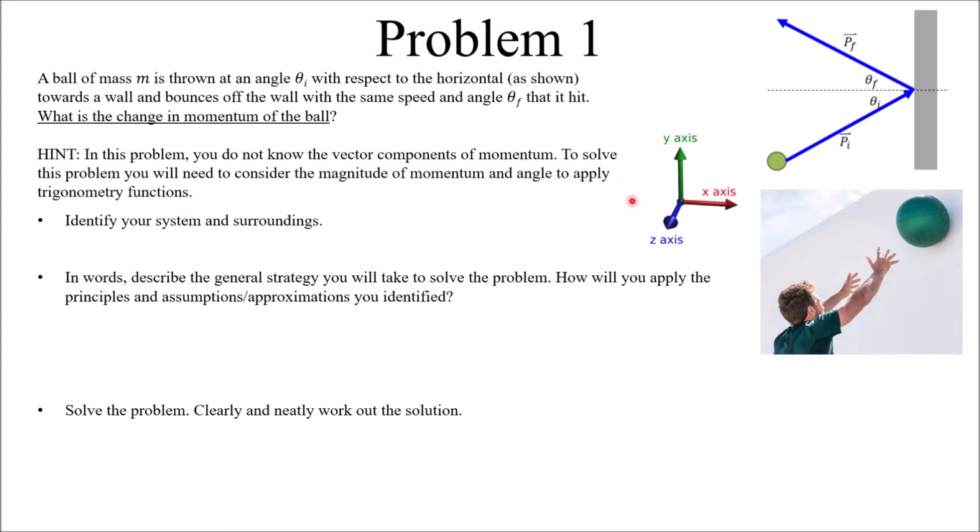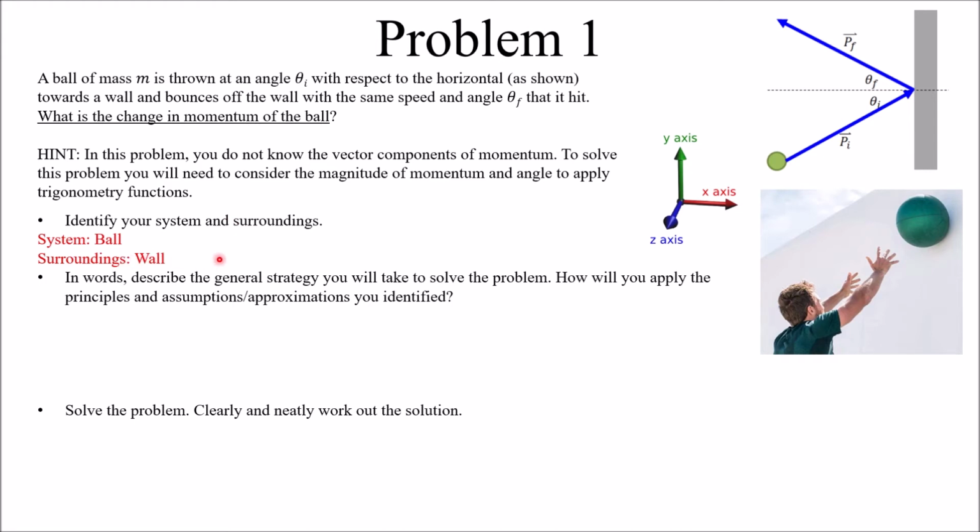Now, one thing we want to do is identify the system and the surroundings, and it usually makes sense when you're defining your system to think about what you are interested in. And so we're really interested in the motion of the ball and what's affecting the ball, what's interacting with the ball. And so it makes sense to put the ball as our system. And the main thing that's interacting with our system in this case is the wall. And so the system could be defined as the ball, and the surroundings can be defined as the wall.